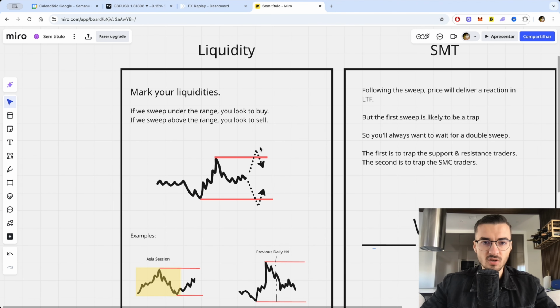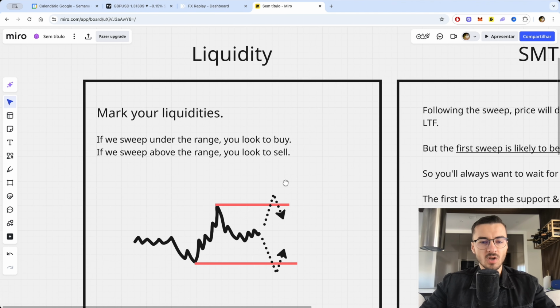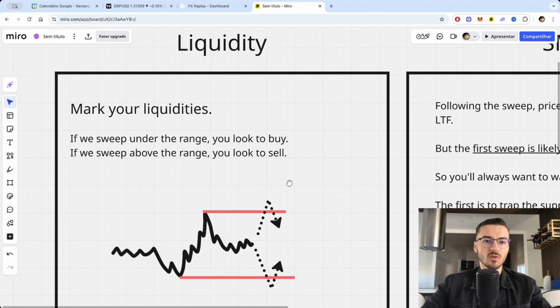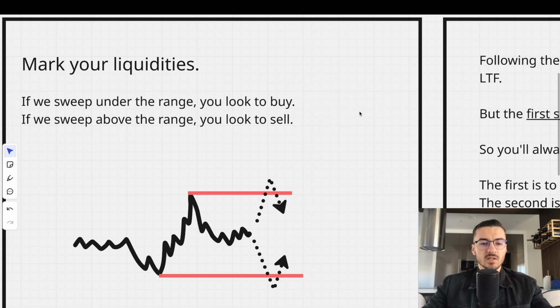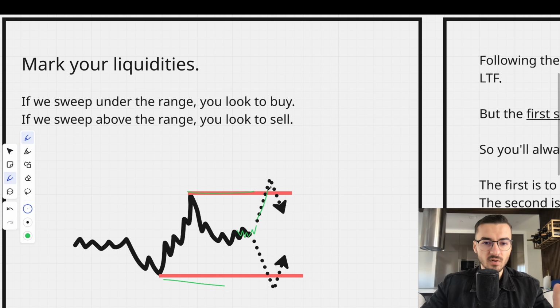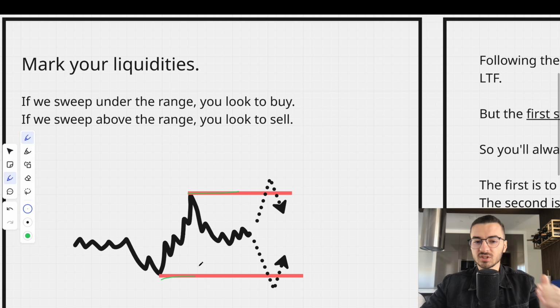So the first step is obviously gonna be identifying your liquidities, okay? As you know, the market goes from one liquidity to another. And so you're gonna come into the day and identify your liquidity above and liquidity below, right? And whilst price is ranging, you don't try to guess whether we're going for the highs first or the lows first. You just patiently wait for one of your liquidities to get hit, and then you buy or sell accordingly.